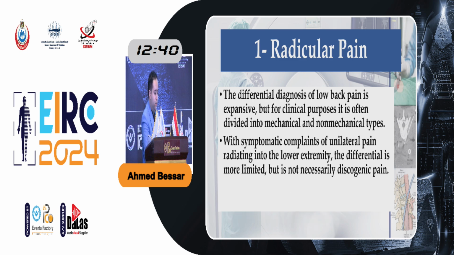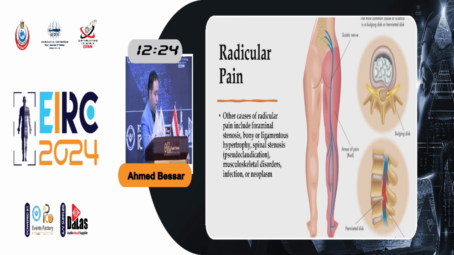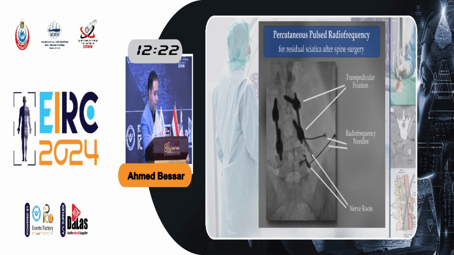The differential diagnosis of low back pain is expansive, but for clinical purposes it is often divided into mechanical and non-mechanical types. It's another classification system for low back pain, with symptomatic complaints of unilateral pain that may be referred to the lower extremity. So the radicular pain has many causes.